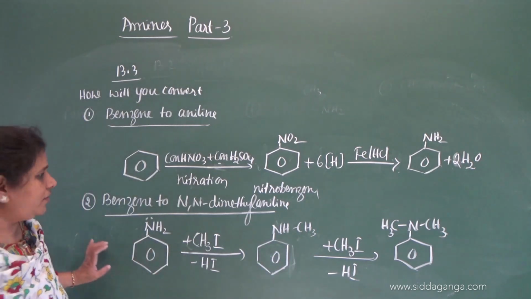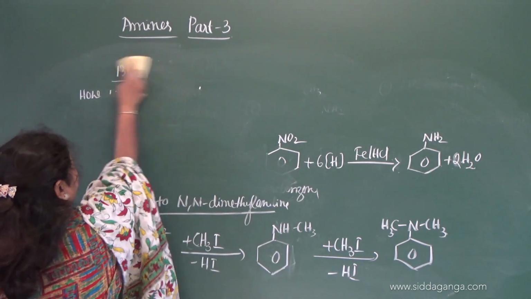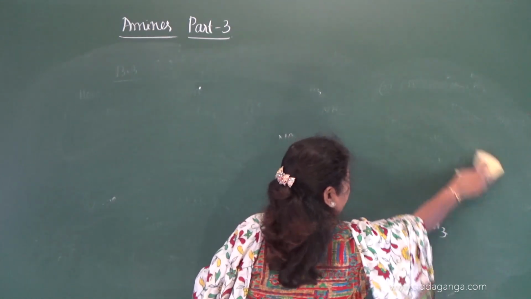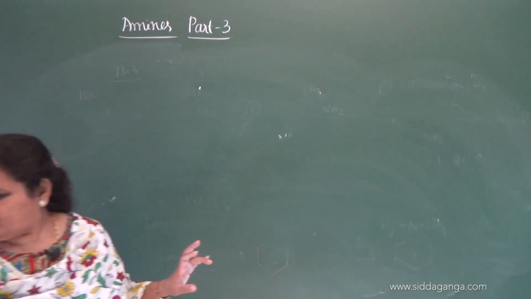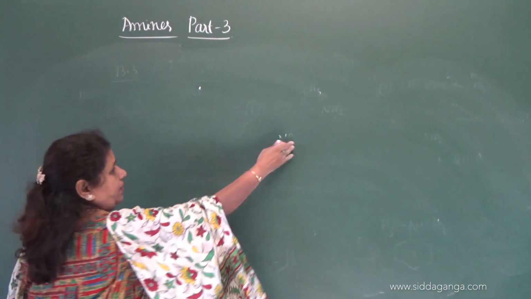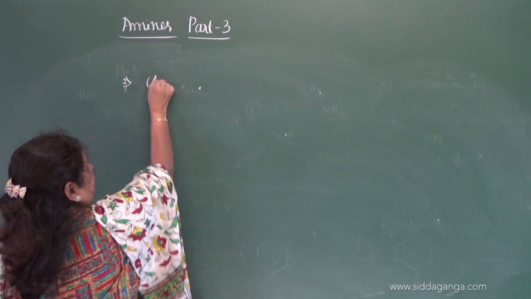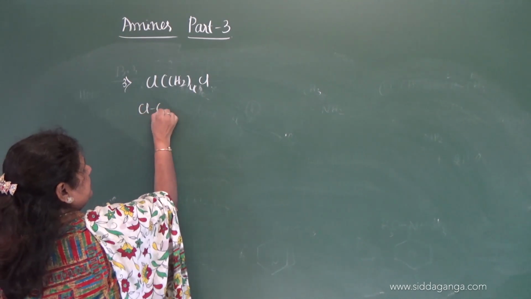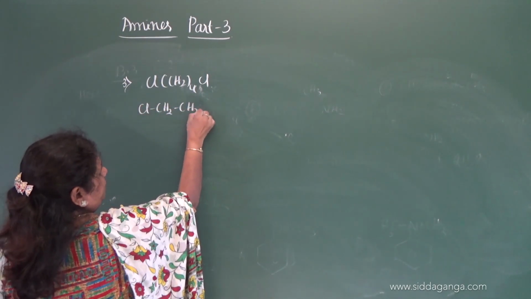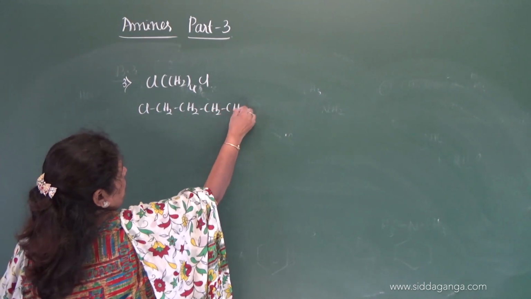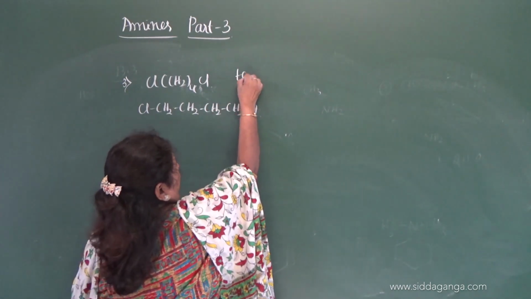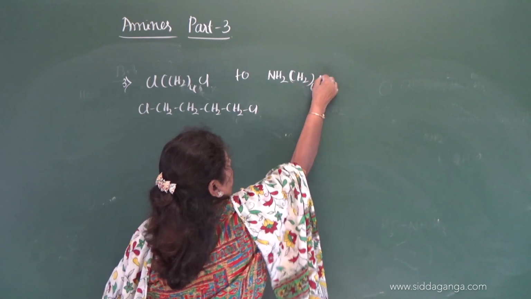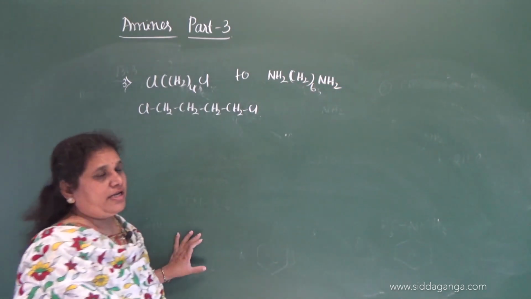Clear? Now move on to the third conversion. Third conversion is conversion of ClCH2CH2CH2CH2Cl, that is 4 times CH2 with Cl on both ends, to NH2CH2 6 times NH2. What is this compound?